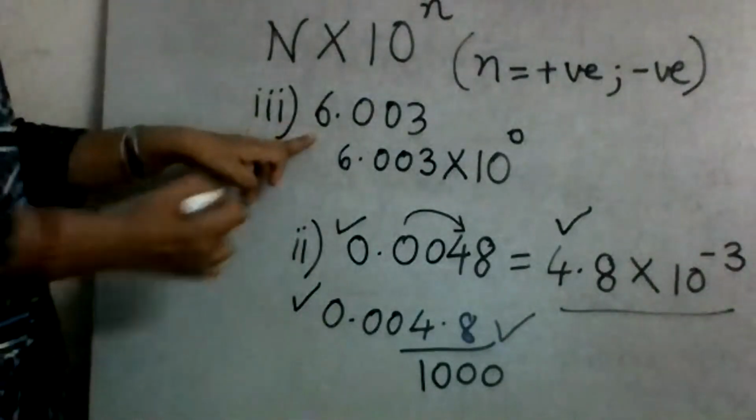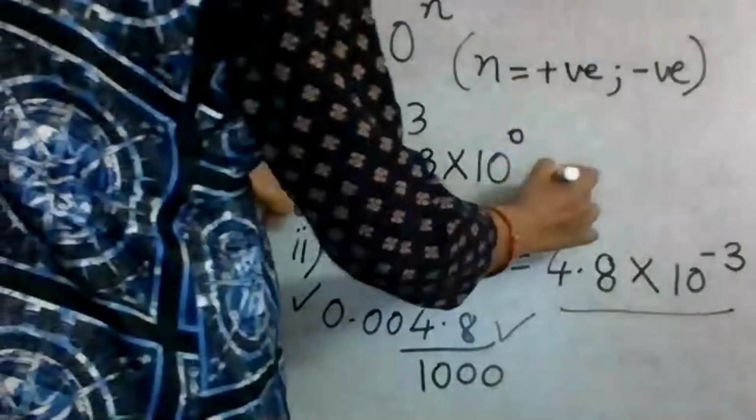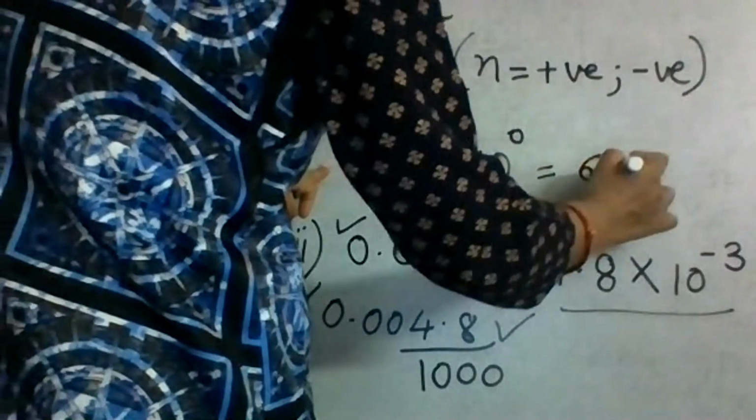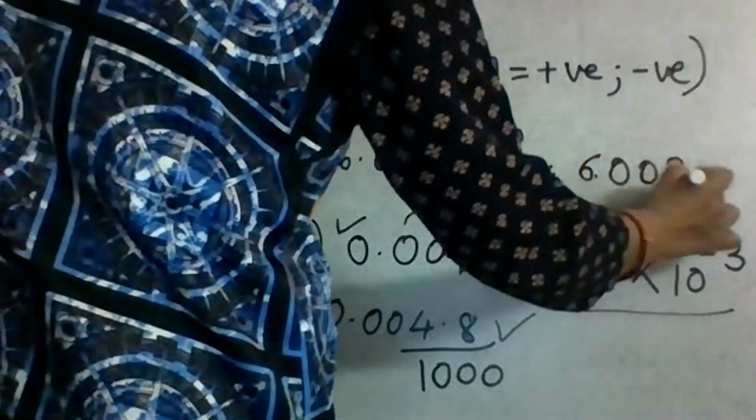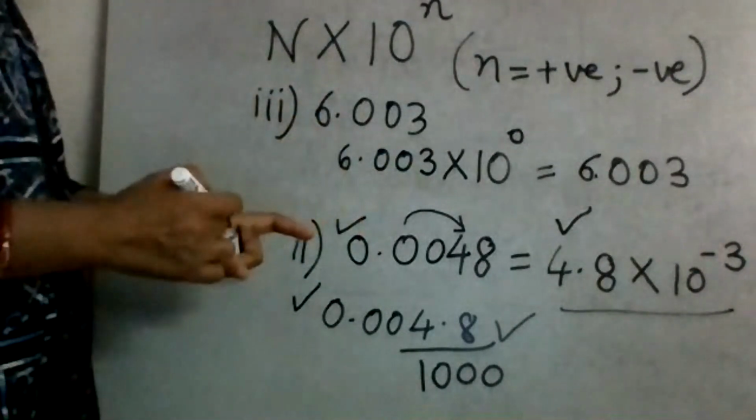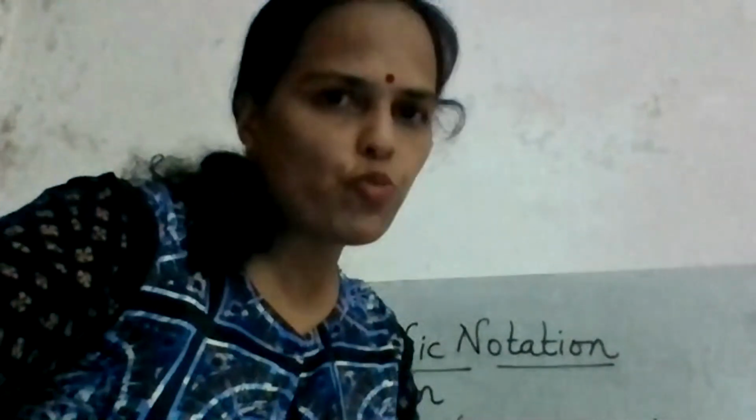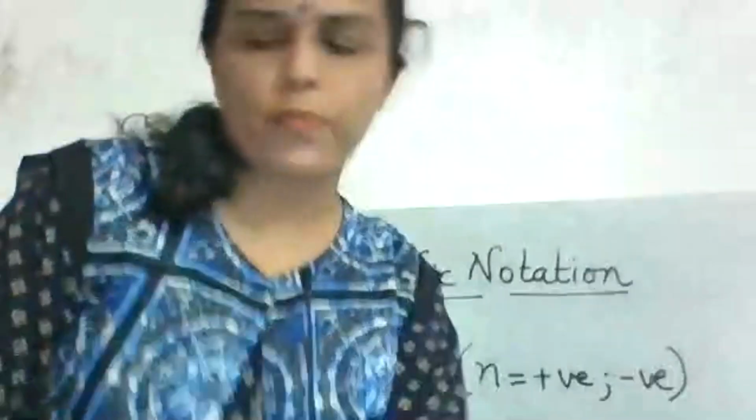Here also you see 6.003 into 10 raised to 0. Any quantity raised to 0 is 1. So my answer is 6.003. So while you express in scientific notation method, the question and the answer should always match with one another. Otherwise, if they are mismatching, you are doing it wrong.